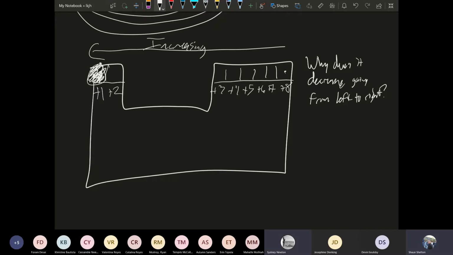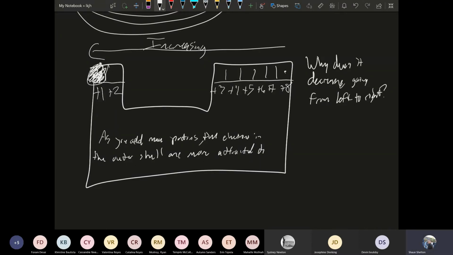Attractive, exactly. So attracted means to pull close to you, does it not? Yes. All right, that's why. So as you add more protons, the electrons in the outer shell are more attracted to the core of the nucleus of the atom.